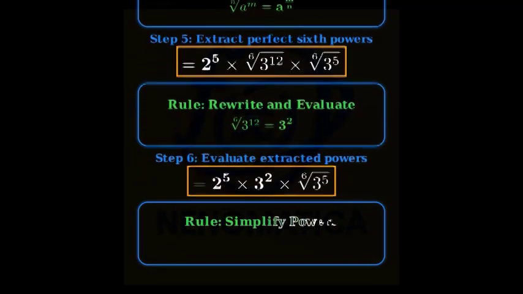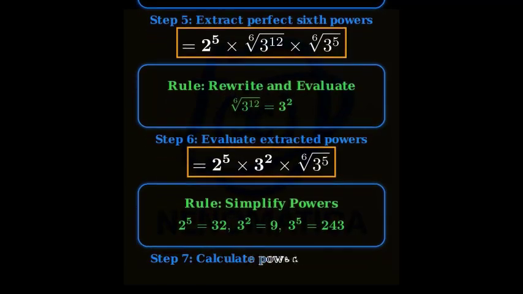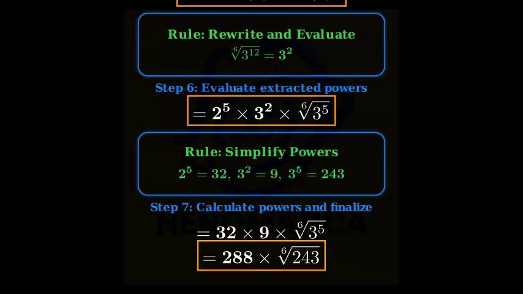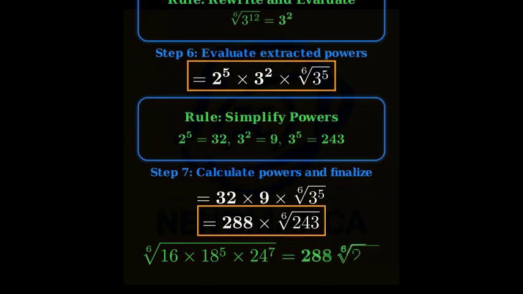Compute 2 to the 5 and 3 squared to finish. Write 3 to the 5 as 243. Answer: 288 times the 6th root of 243.